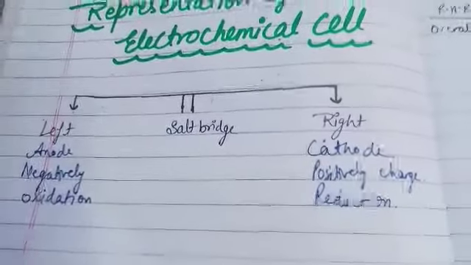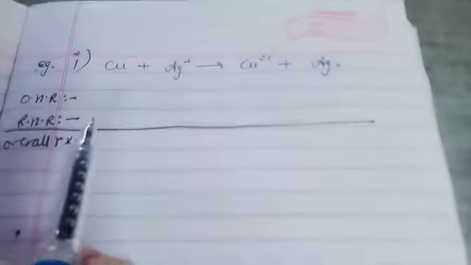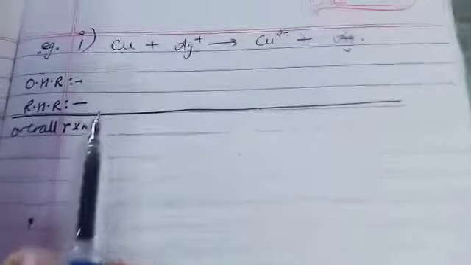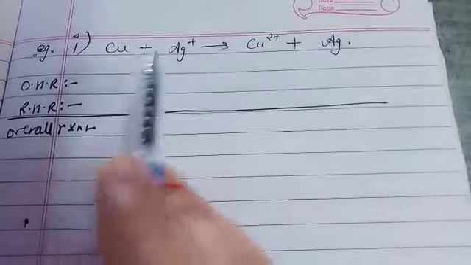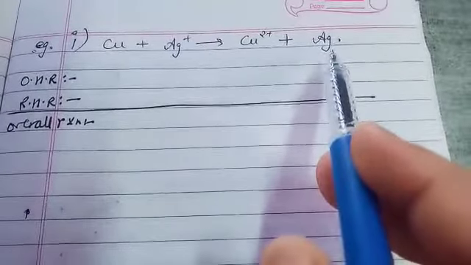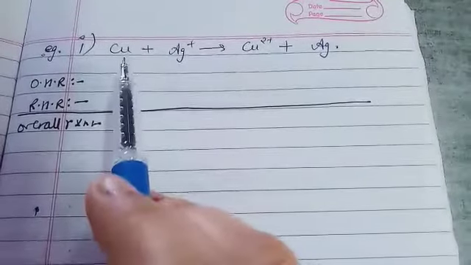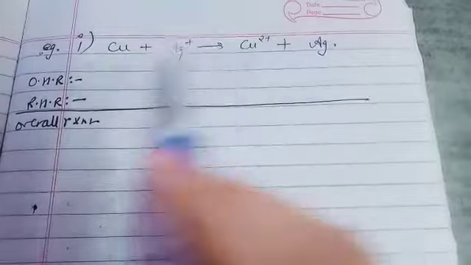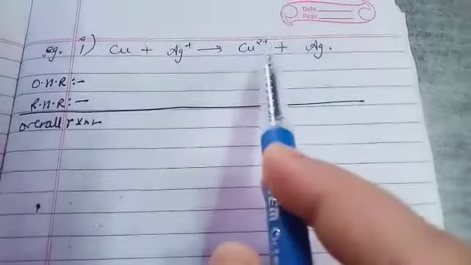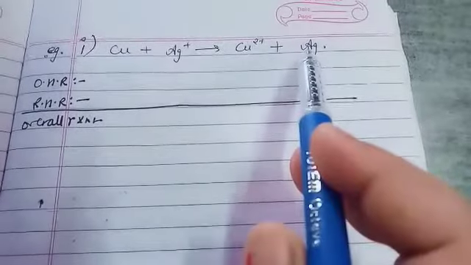Now I'll tell you how to write an equation in cell form. You can take a simple example: Cu plus Ag positive gives Cu2 positive plus Ag, silver. First of all, identify in which oxidation occurs and in which reduction occurs. Cu becomes Cu2 positive. Previously it had a normal number of electrons, and after losing electrons it acquires a positive charge. That means loss of electrons is oxidation, and gain of electrons is reduction.